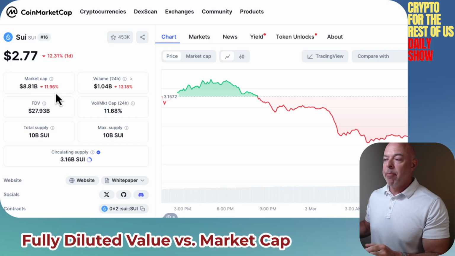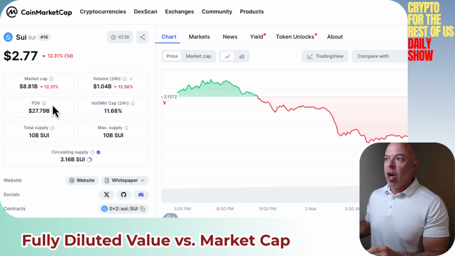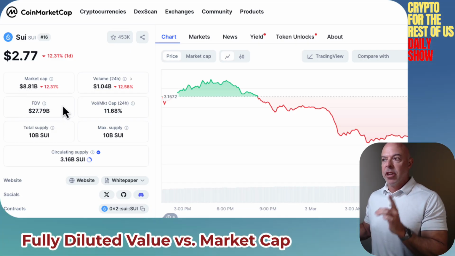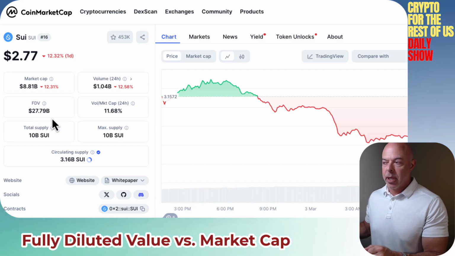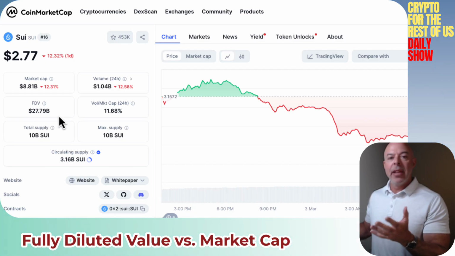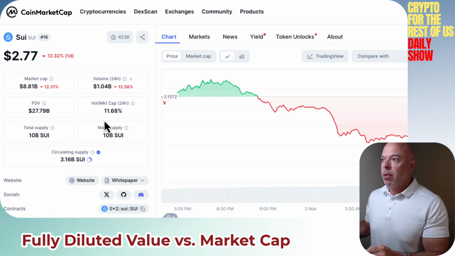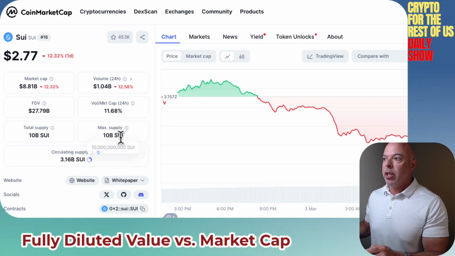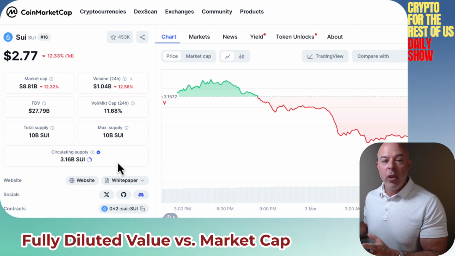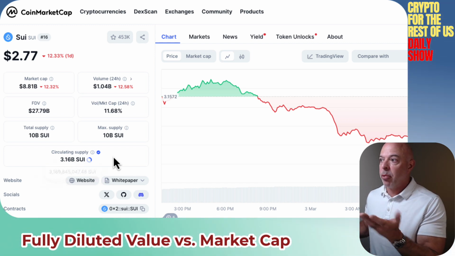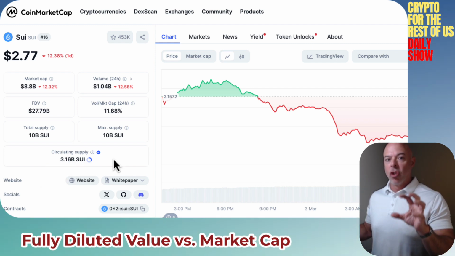Market cap is showing 8.81 billion. Below it is fully diluted value. These are the things we're comparing. It's at 28 billion. So how do they calculate that? Well, the maximum supply is 10 billion SUI. Circulating supply is only 3.16 billion, so roughly 31.6% of the coins are in circulation.